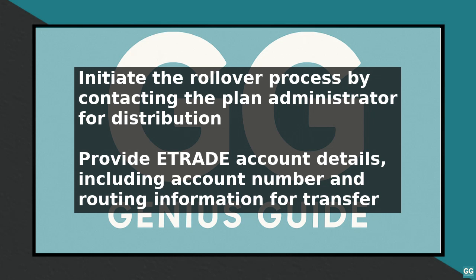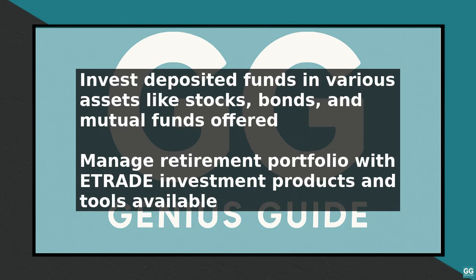It is essential to note that there are two types of rollovers: direct and indirect. A direct rollover is when the funds are sent directly from the previous plan administrator to E-Trade. And an indirect rollover is when the funds are sent to you, and you then deposit them into your E-Trade Rollover IRA account.